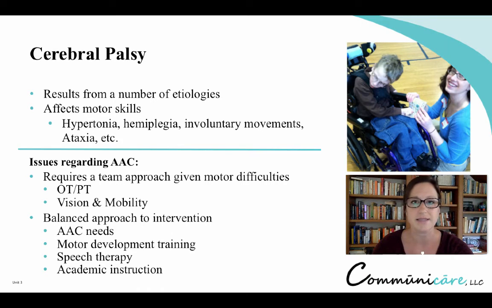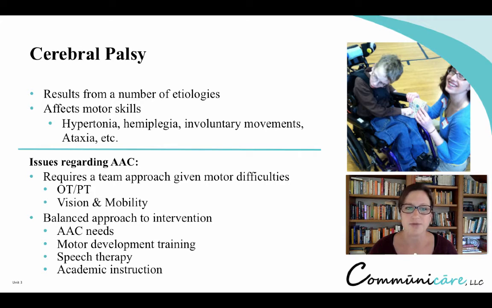And because of this, the AAC tool can really vary. Just because someone has a diagnosis of cerebral palsy, it doesn't point a clinician in the direction of a specific AAC system or tool, because the individual's abilities will vary quite considerably. Given this, an AAC intervention really calls for a team approach. It calls for input from an OT and/or PT, given the motor difficulties an individual may have. In many cases, it may also call for vision and mobility specialty services to help ensure that the AAC system is in fact the right tool for the individual.